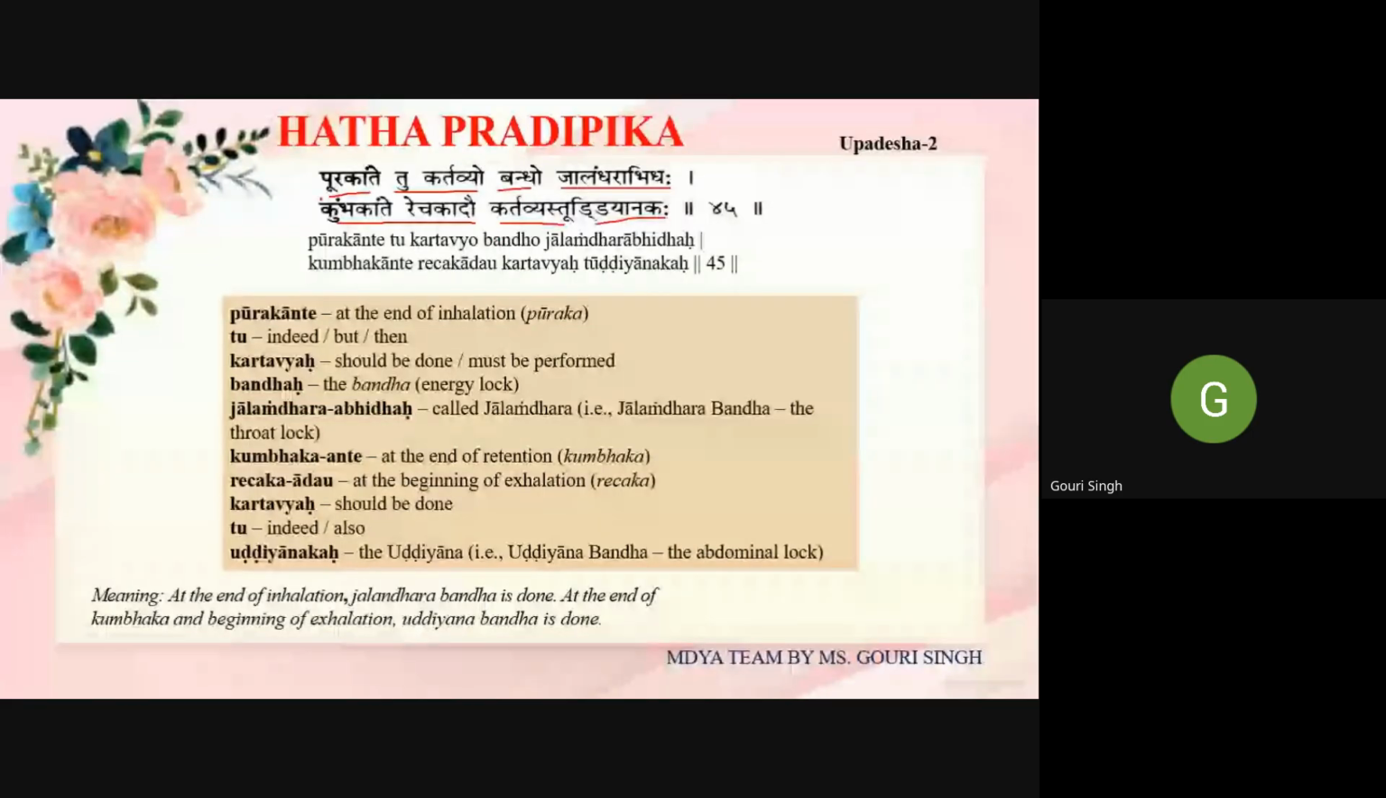Purakante tu kartavya. Purakante means Purak. You have to apply first Purakante. Purakante means you have to apply the Purak, so you have to inhale. Whenever you inhale, Kartavya means inhalation must be performed, or you have to inhale in a proper way. Then only you have to apply bandha. Which bandha here is prescribed? That is the Jalandhar bandha. You have to apply the Jalandhar bandha.